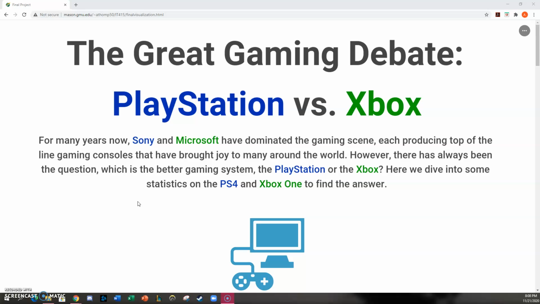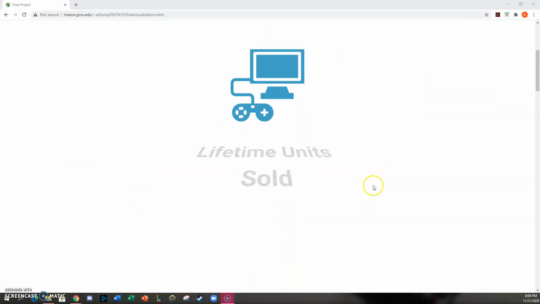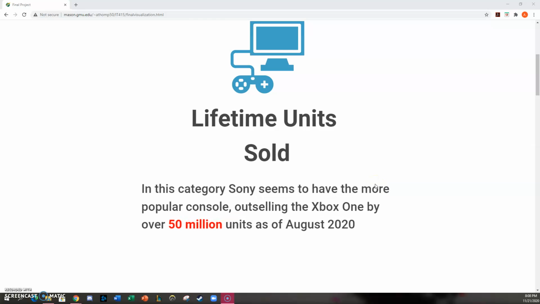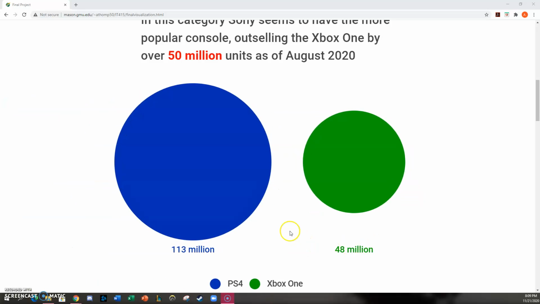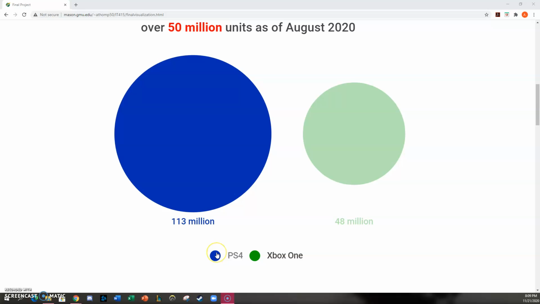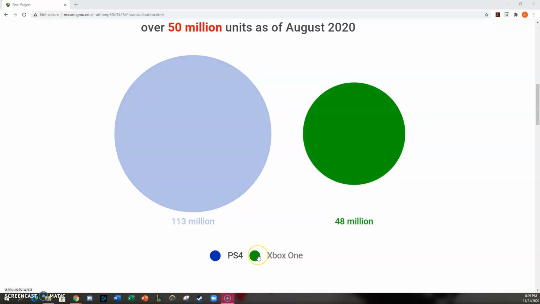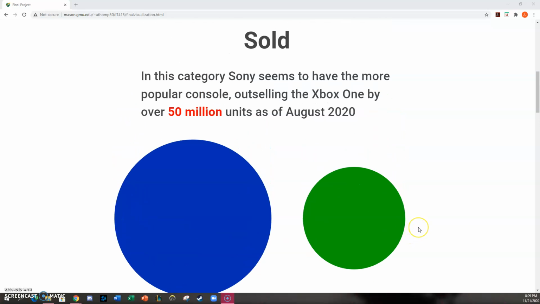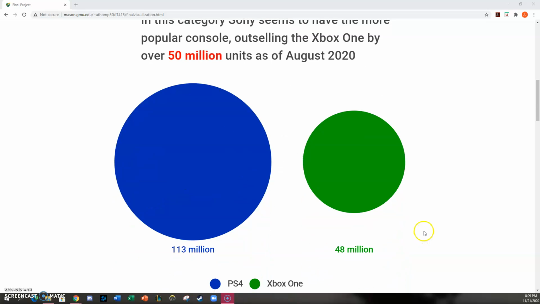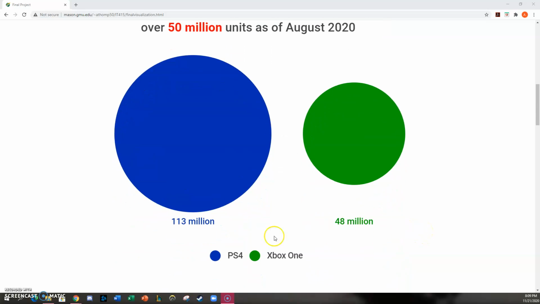So as was mentioned, we're discussing PlayStation versus Xbox, specifically with PlayStation 4 and the Xbox One. And so first off, to take a look at the lifetime units sold, as the chart comes up here, we have, as of August 2020, 113 million units sold from PlayStation and 48 million from Xbox One. So PlayStation has over 50 million more lifetime units sold than Xbox One does, and so that's a really big indication that Sony is doing a much better job with their console than Microsoft is.